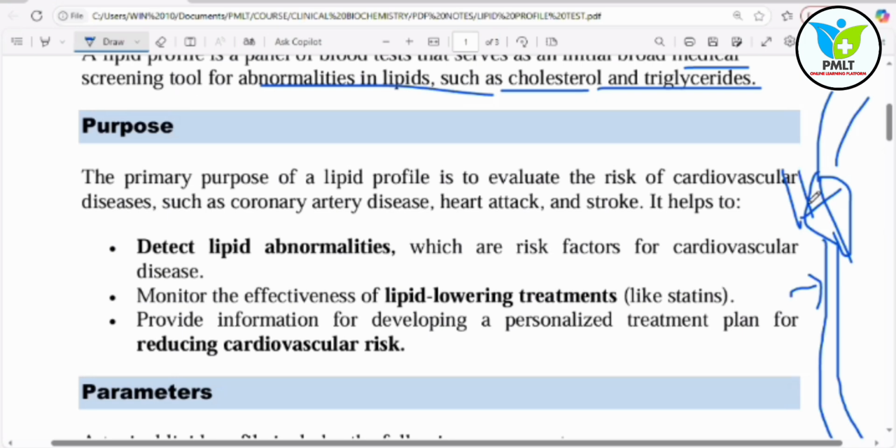If any kind of fat deposition is happening in a particular blood vessel, then which kind of problem might occur? The blood will not flow properly within that vessel. Understood? So whenever the blood is not flowing properly, blood will not come properly into the heart, and blood circulation to the heart will not occur properly. That is called cardiovascular disorder, as well as cardiovascular disease. Understood?